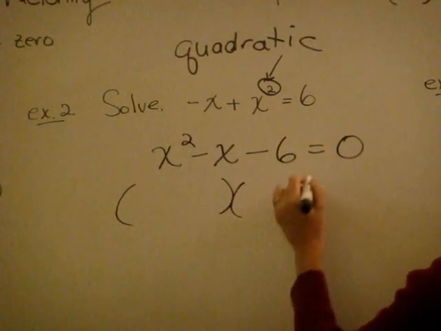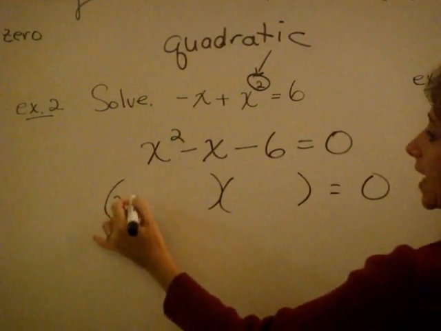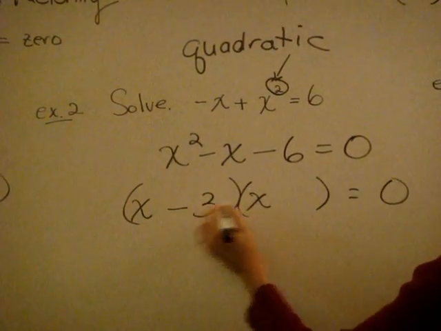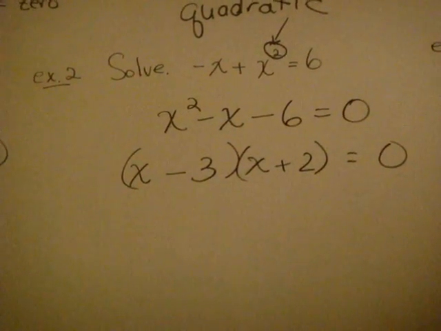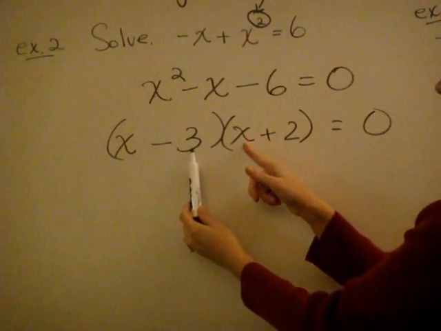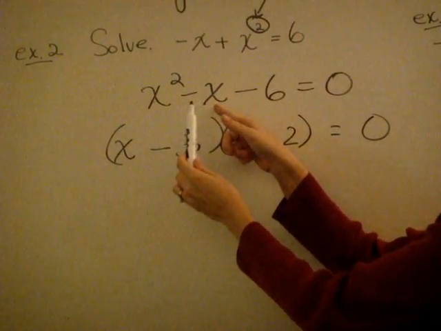I'm going to put 2 factors, and I'm going to get x, because x times x is x squared, and I'm going to get minus 3 and plus 2. Always check your outer and inner to make sure you get the middle term. So that would be 2x minus 3x is minus 1x.